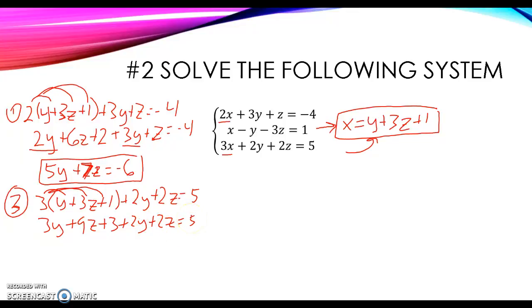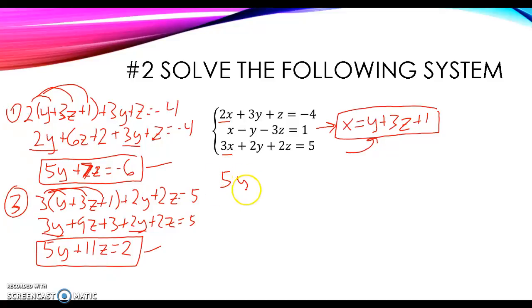If I combine my like terms, then I will have 5y's, because the 5y and the 2y. 9z plus 2z is plus 11z. If I subtract 3 from both sides, it's going to be equal to 2. And so now I have two equations with two variables. And so I'm going to take the first equation here and copy that down. That's 5y plus 7z equals negative 6.